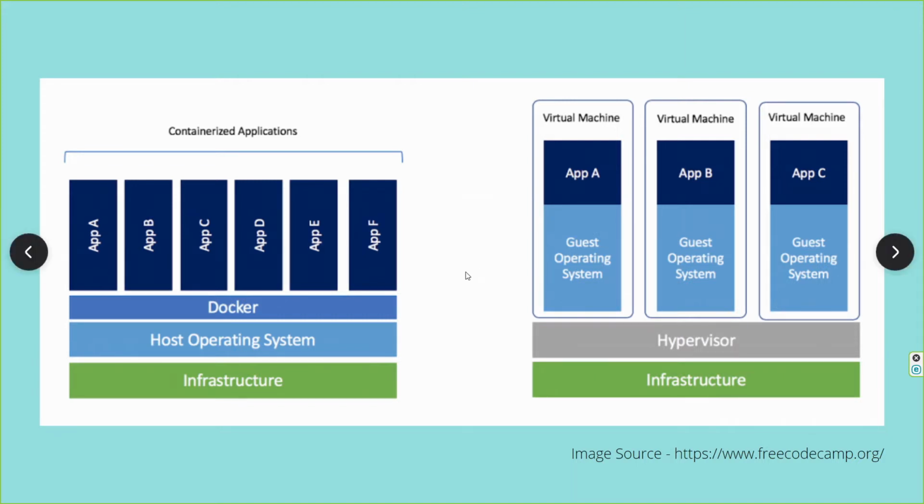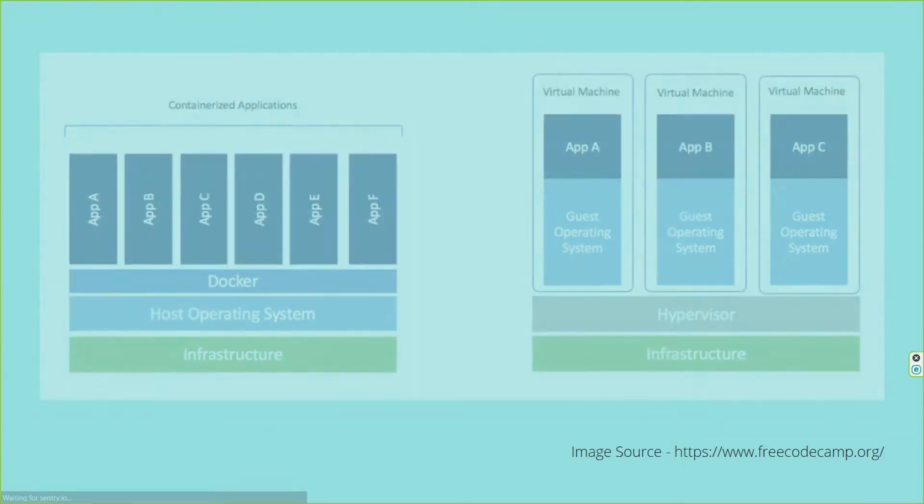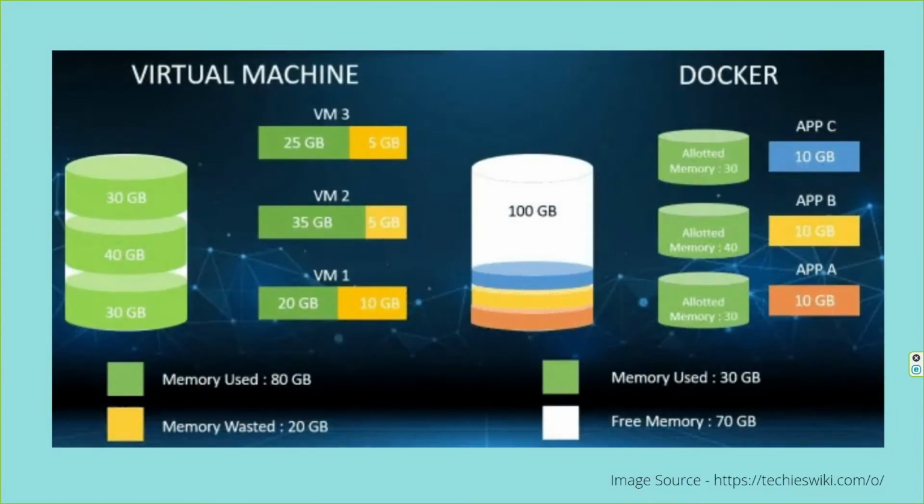Now you can see the main difference between the Docker and virtual machine architectures. The Docker architecture needs only one host operating system, but in virtual machines, each virtual machine needs a guest operating system. So let's see the difference between these things in the next slide. So here you can see virtual machine and Docker. Let's talk about virtual machine first.